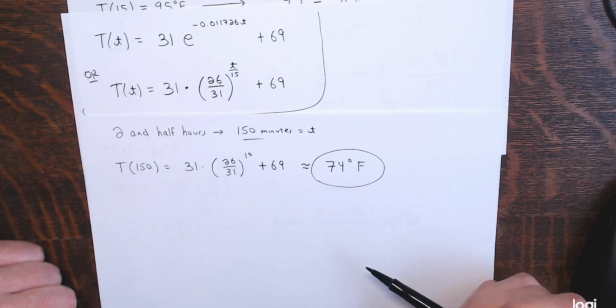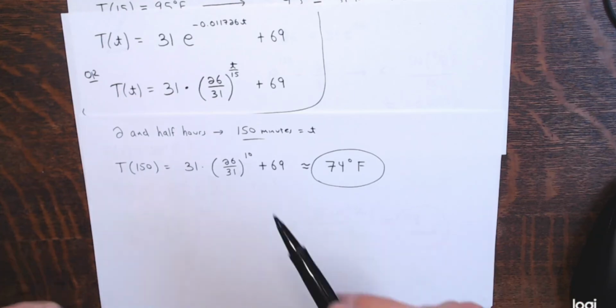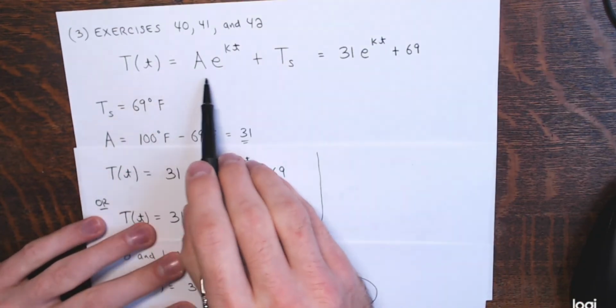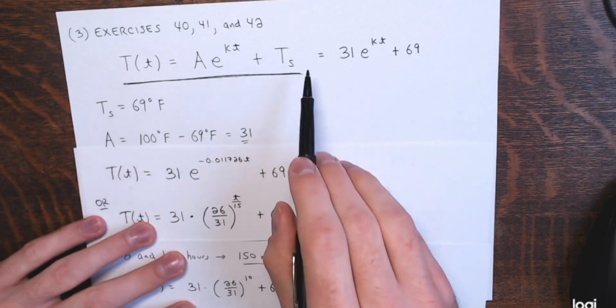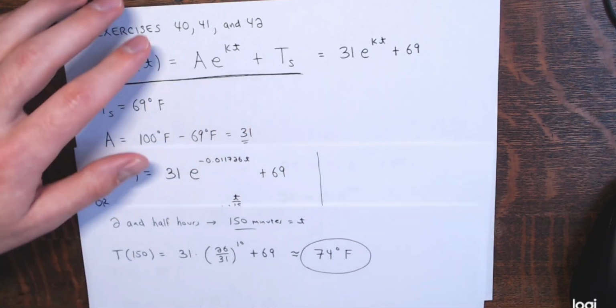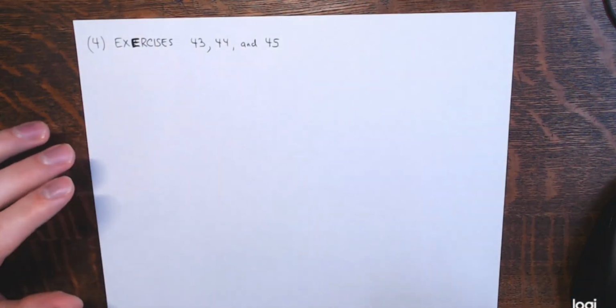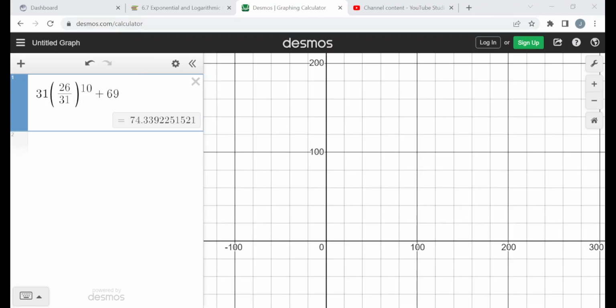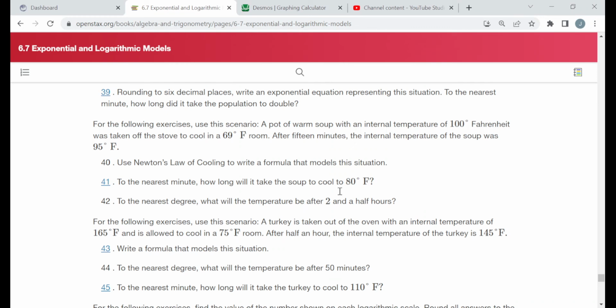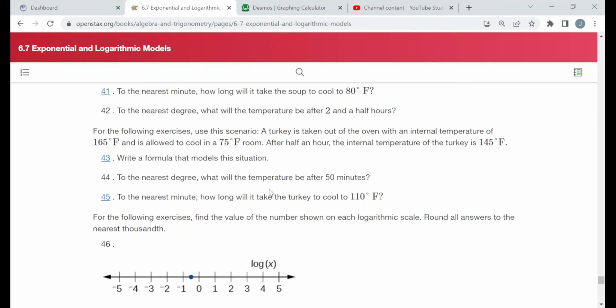And again, next example I'm going to do, same model. I'm doing this same model for all of these cooling and warming problems where you take an object, put it into some surroundings, and wait for it to cool or heat up. So the last I'm going to do is exercises 43, 44, and 45 from the same set of exercises. It's pretty similar.